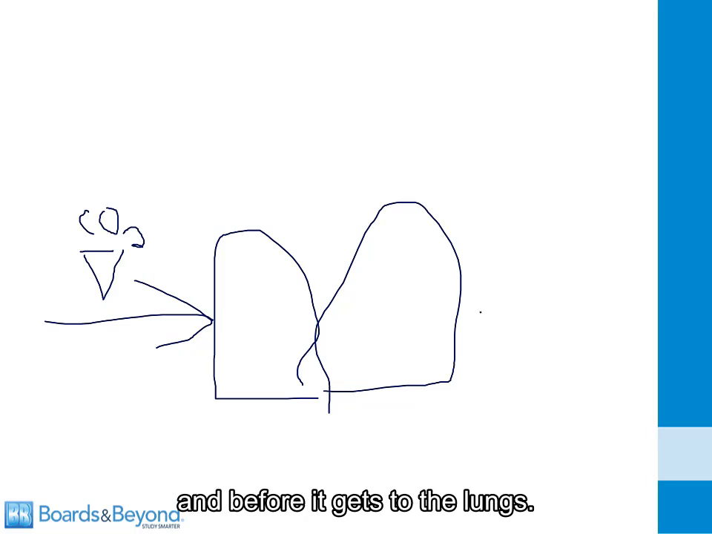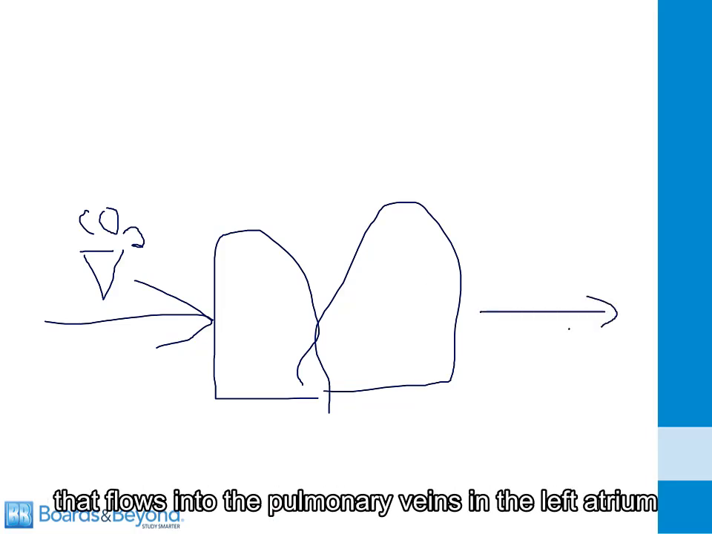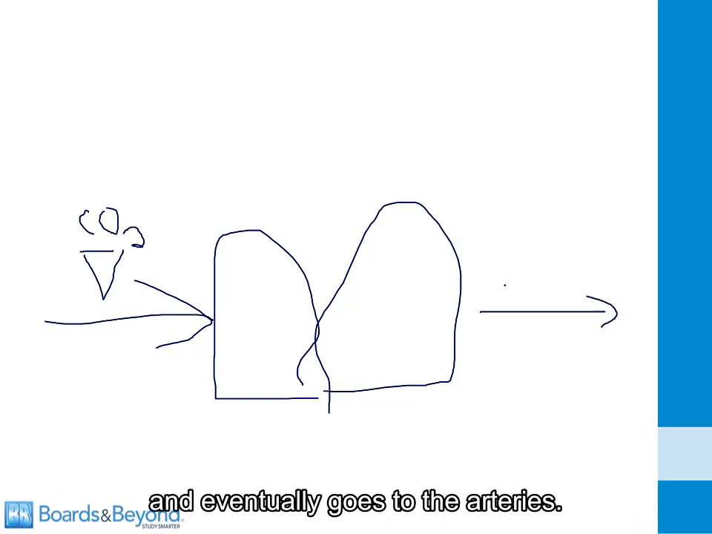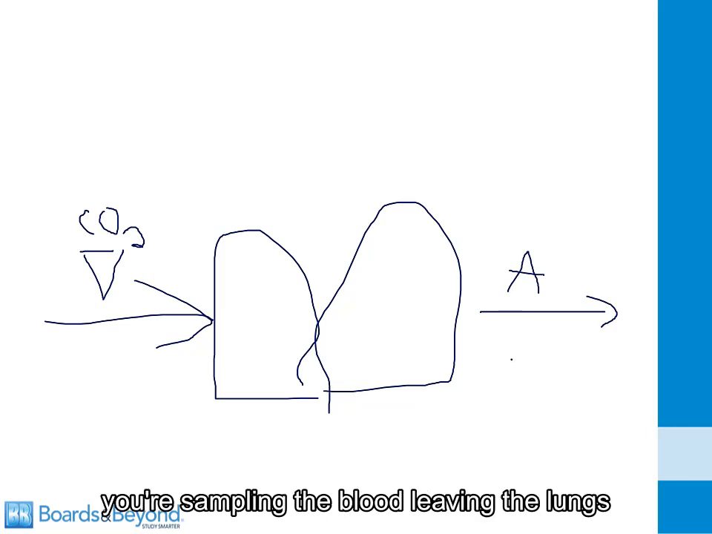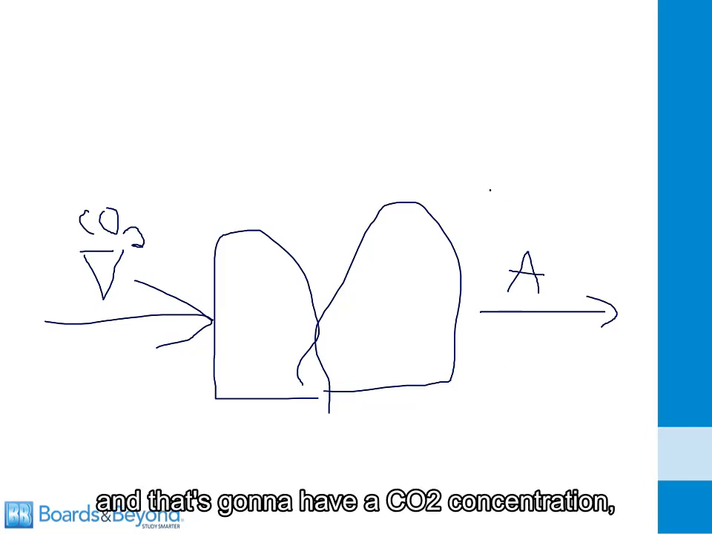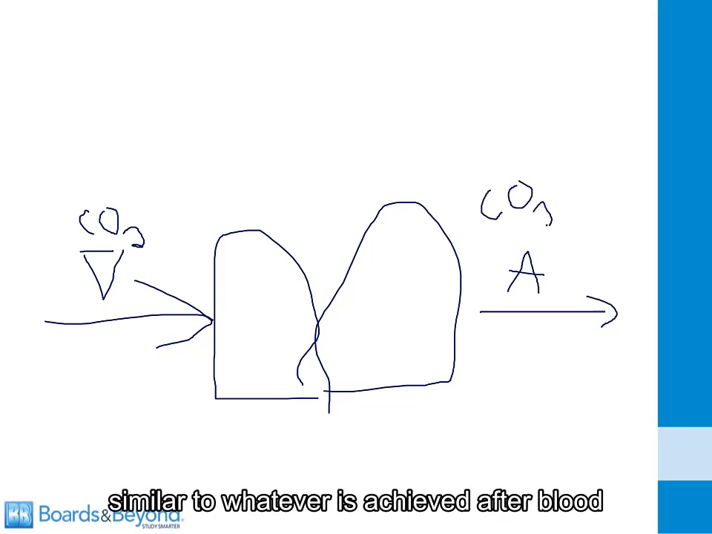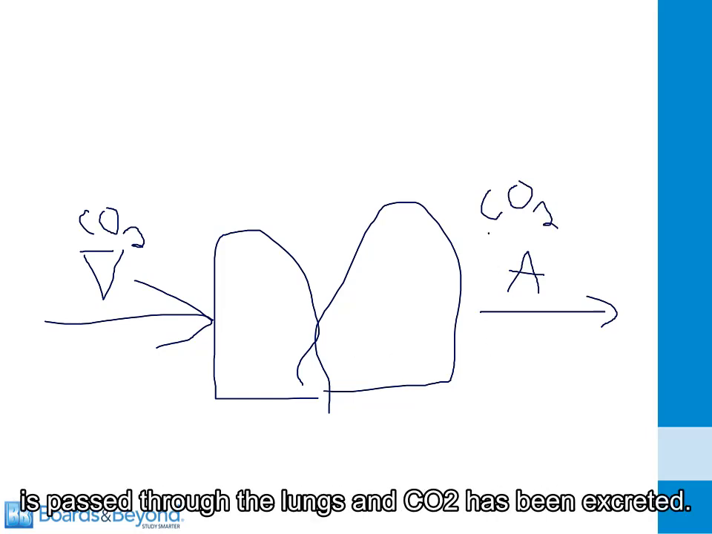On the other side of the lungs, we have blood that flows into the pulmonary veins in the left atrium and eventually goes to the arteries. So if you take a sample of arterial blood, you're sampling the blood leaving the lungs, and that's going to have a CO2 concentration similar to whatever is achieved after blood has passed through the lungs and CO2 has been excreted.